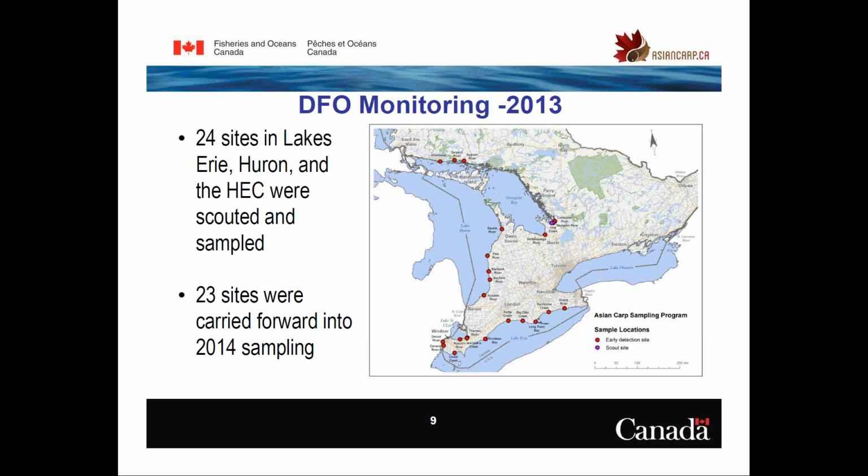So in 2013, 24 different areas were sampled in Lakes Erie, Huron, and the Huron-Erie corridor. 23 of the 24 sites were selected to remain in the 2014 monitoring early detection surveillance program. Now, there were many more tributaries that we went out and scouted, but they weren't all suitable for sampling, and many of them were found to have barriers lower down in the rivers that would have limited fish movement close to the mouth. So they weren't all actually sampled, but many more we went out and scouted them.